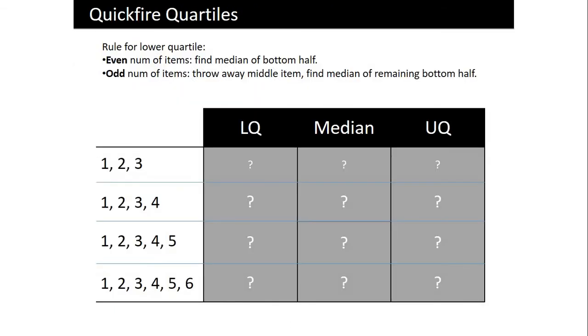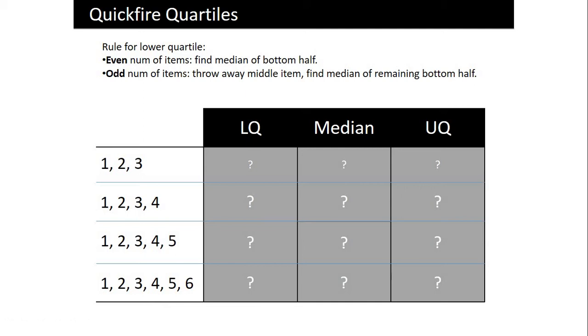Some quick fire quartiles then. So, rules for finding the lower quartile. If there is an even number of data items, we split the data in half and then find the median of the lower end for the lower quartile, the median of the upper end for the upper quartile. If there are an odd number of data items, so here we've got 1 to 5, we ignore the median, so we throw away the 3 and we find the median halfway between the 1 and 2 for the lower quartile and halfway between the 4 and 5 for the upper quartile.